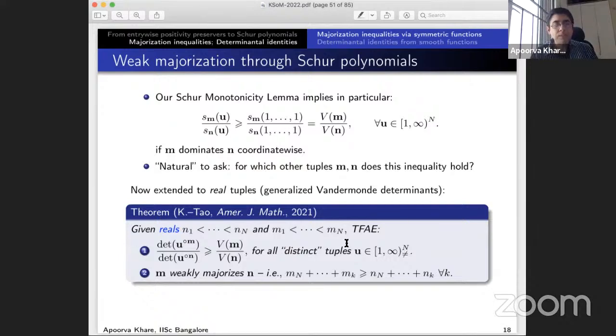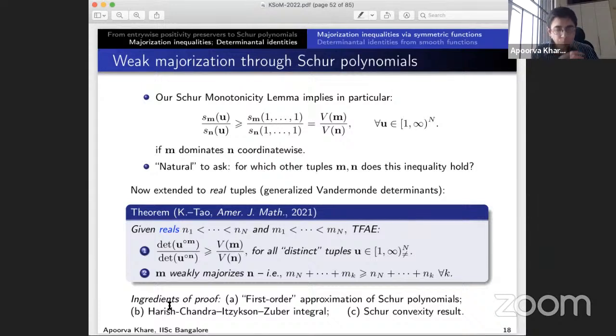This happens if and only if m weakly majorizes n. So what does weak majorization mean? It means that the highest entry of the tuple m is bigger than the highest entry of the tuple n, the sum of the top two beats the sum of the top two, and so on and so forth.